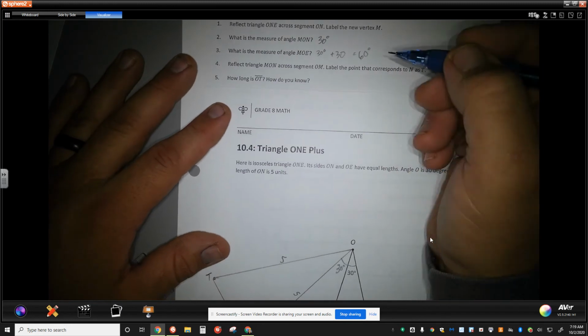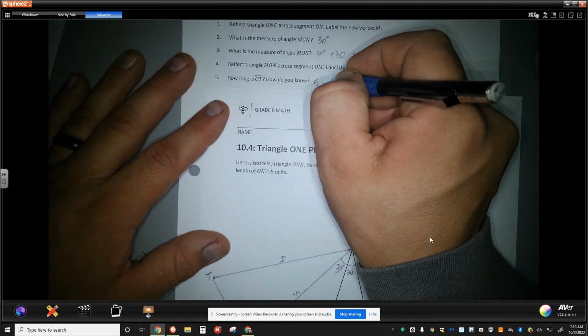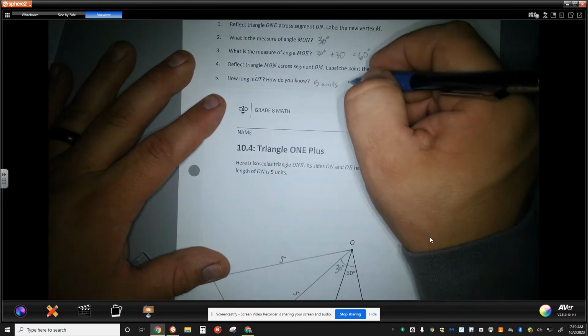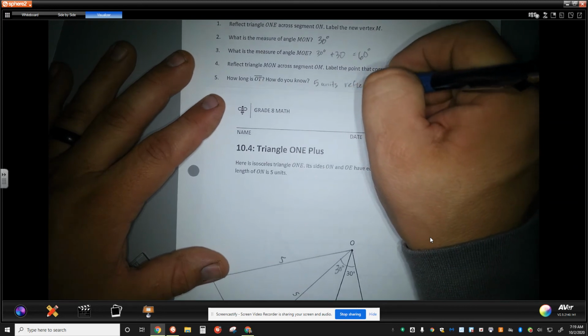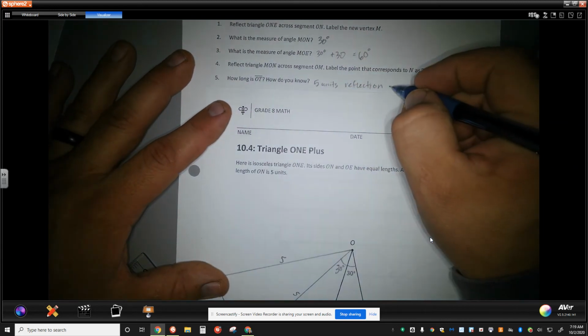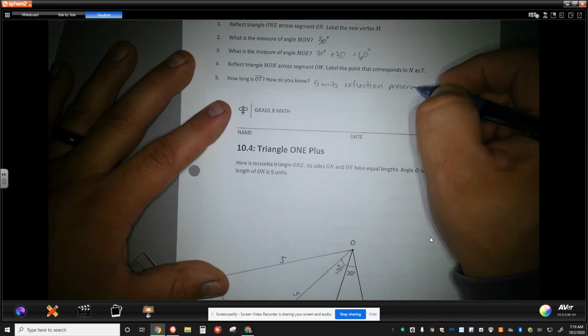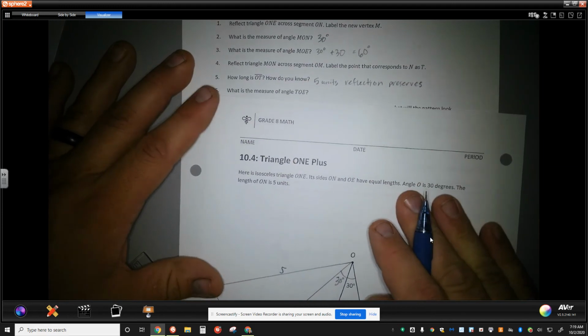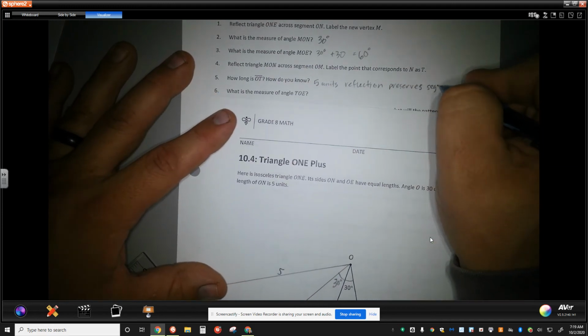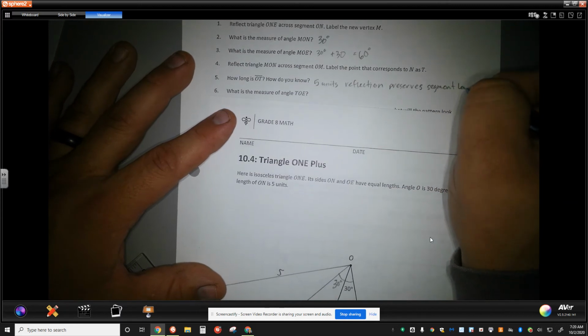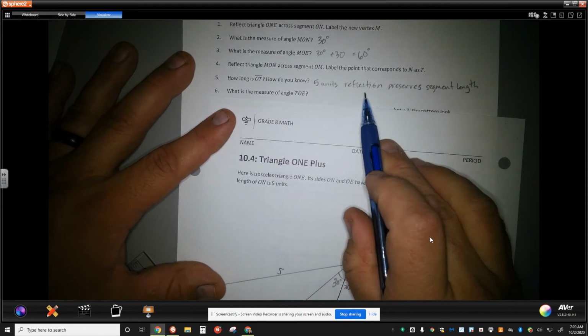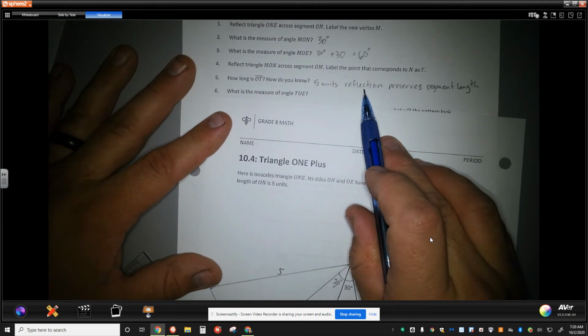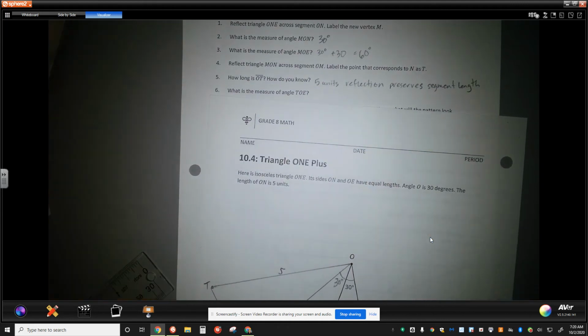So how do I know? Well, this is 5 units, and I know because reflection preserves segment length. I could have said right here instead of reflection, I could have said rigid transformation preserves that. But it's the exact same thing as this. Reflection is a rigid transformation, so it means the same thing.